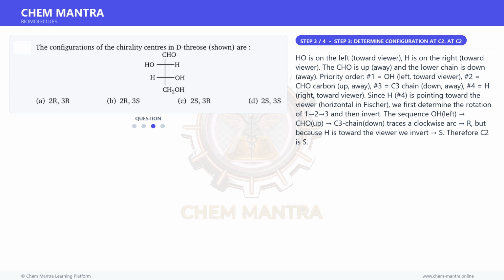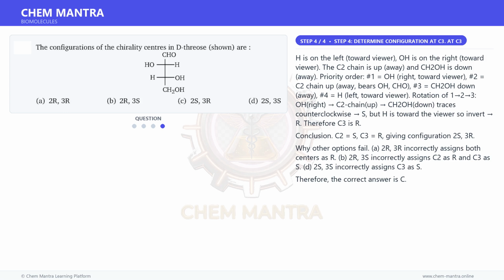Since H, number 4, is pointing toward the viewer, horizontal in Fischer, we first determine the rotation of 1 to 3 and then invert. The sequence of left, CHO, up, C3 chain, down, traces a clockwise arc, R, but because H is toward the viewer we invert to S. Therefore C2 is S.